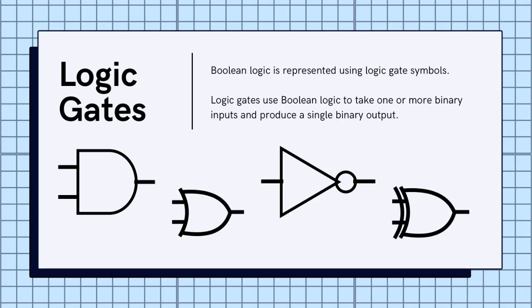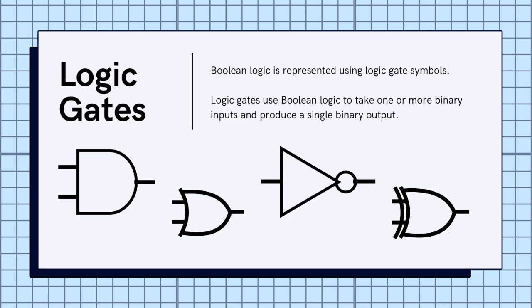Boolean logic is represented using logic gate symbols. Logic gates use Boolean logic to take one or more binary inputs and produce a single binary output. When we talk about logic gates, we're referring to the basic building blocks of digital circuits. These gates interpret the inputs, which are usually zeros and ones, and then apply a specific logical function. The result is a single output that depends on the type of gate and the inputs it receives.